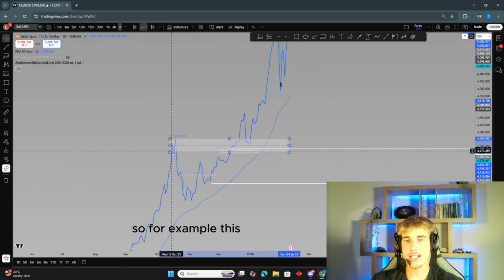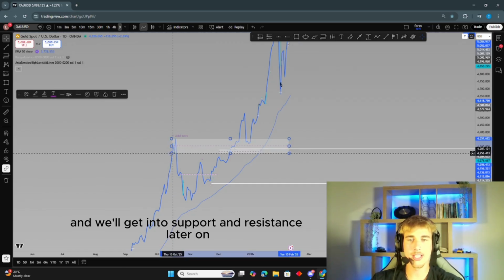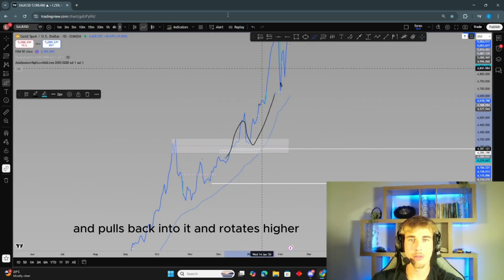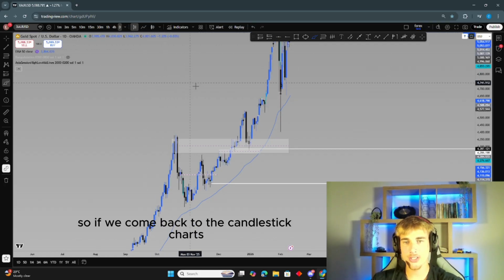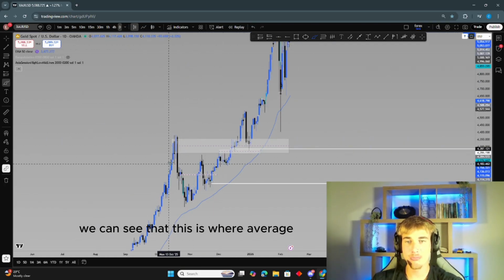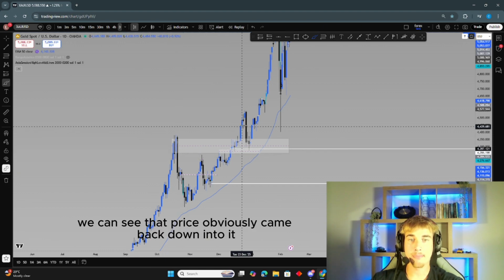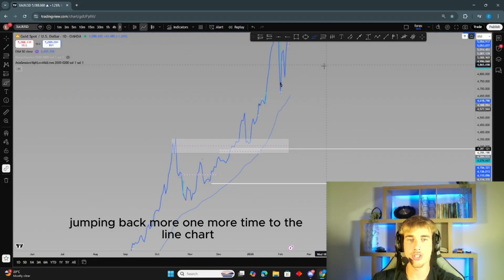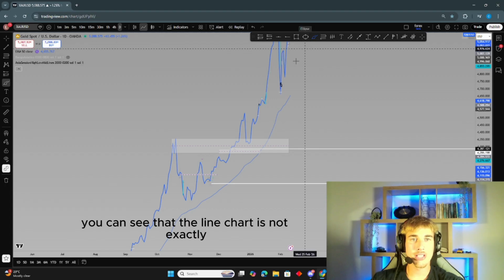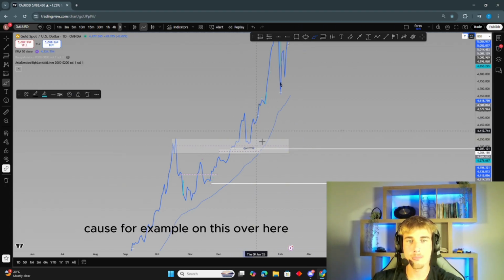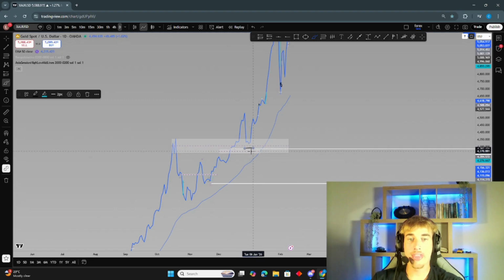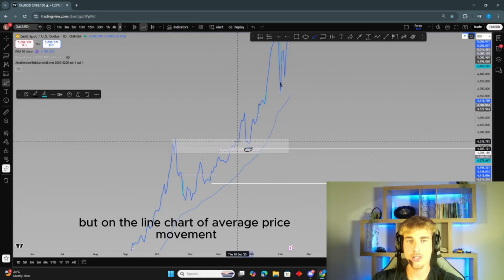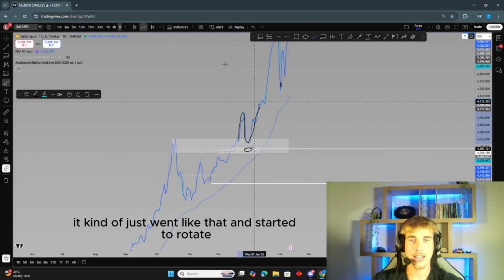So, for example, I can mark out this high, and we'll get into support and resistance later on. I can mark out this high, and we can clearly see that price breaks through it and pulls back into it and rotates higher. So if we come back to the candlestick charts, we can see that this is where the average movement of price is entering. We can see that price obviously came back down into it and then started to rotate. Jumping back one more time to the line chart, you can see that the line chart is not exactly showing where price is going because, for example, over here, that's where the candlesticks moved. As we can see, the candlesticks actually came down to this area. But on the line chart of average price movement, it kind of just went like that and started to rotate.